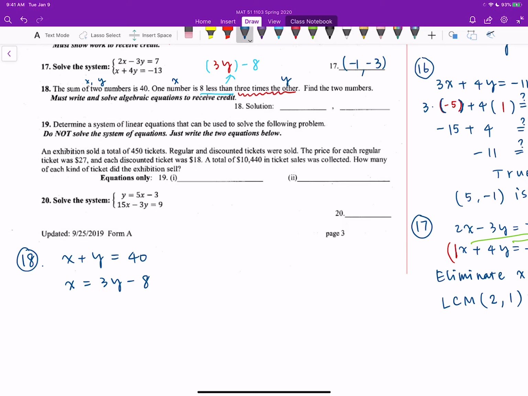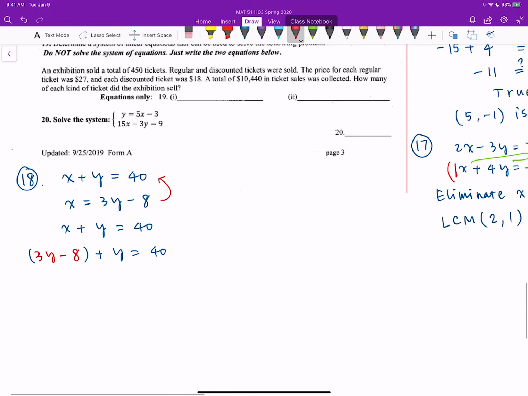The best way to solve this system will be substitution. Substitute the second equation into the first, because in the second equation, our variable x is already isolated. Let's plug it in. Write the first equation, x plus y equals 40. Since we're replacing x, I'm going to write a grouping symbol instead of x. Plus y equals 40. Plug in the expression for x, which is 3y minus 8.